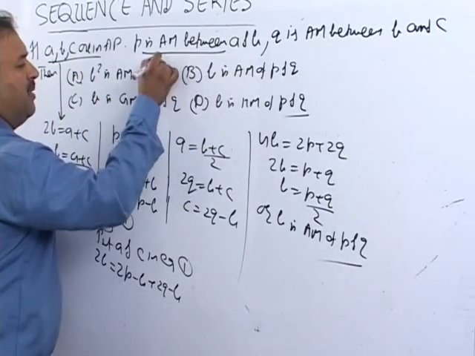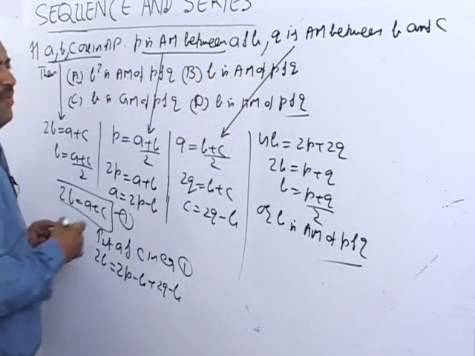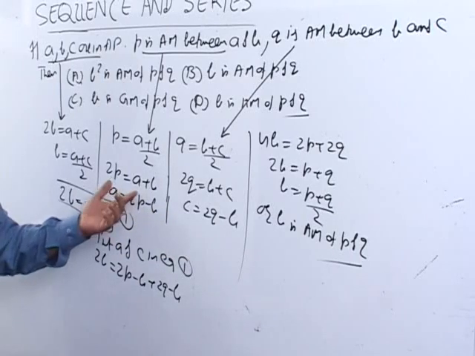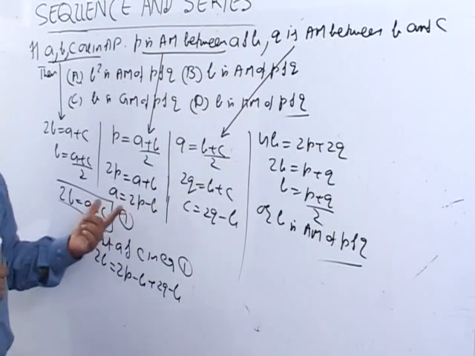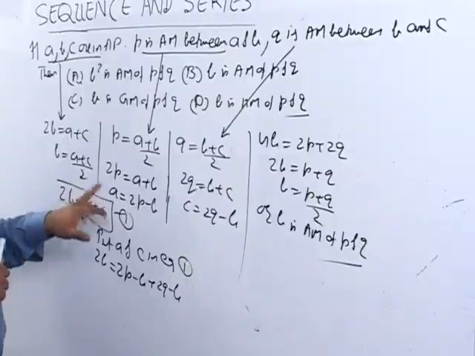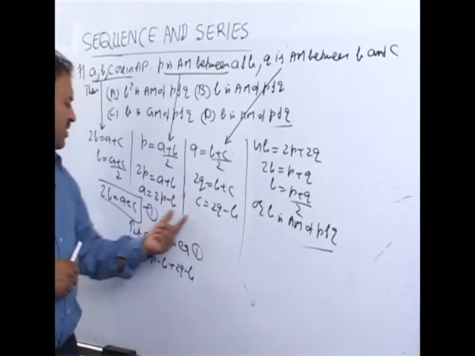P is the arithmetic mean between A and B, I write down here. And Q is the arithmetic mean between B and C. So यहाँ से 2P is equal to A plus B. यहाँ पे आ गया 2Q is equal to B plus C. यहाँ से मैंने कंक्लूड किया कि मेरे को सिर्फ B, P और Q चाहिए, not A and C. तो यहाँ से मैंने A की वैल्यू निकाली, यहाँ से C की वैल्यू निकाली.